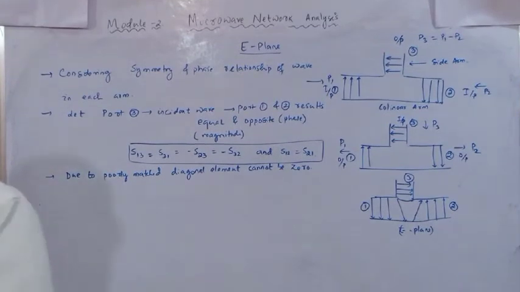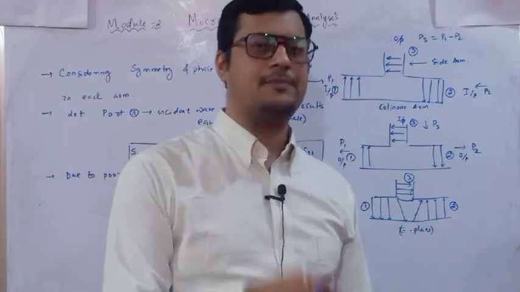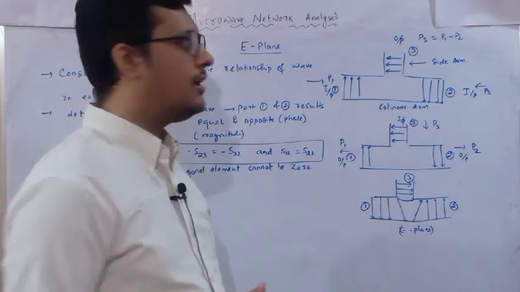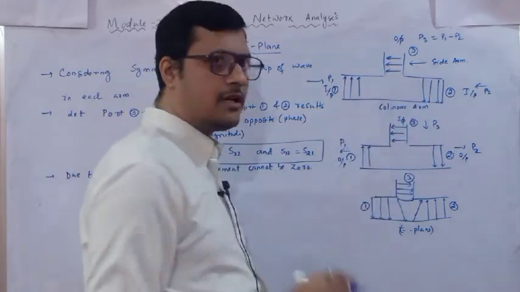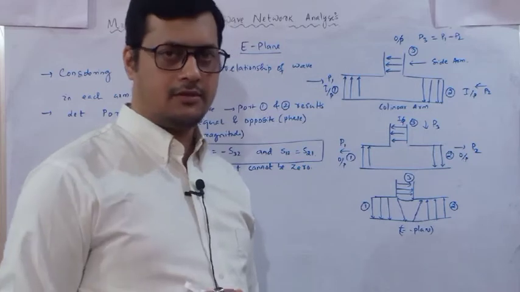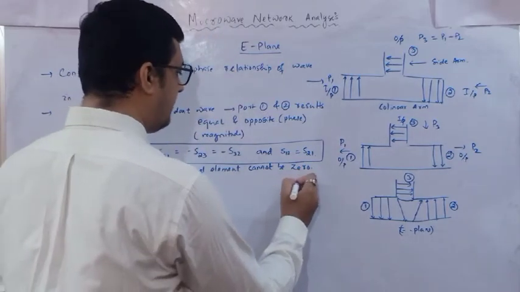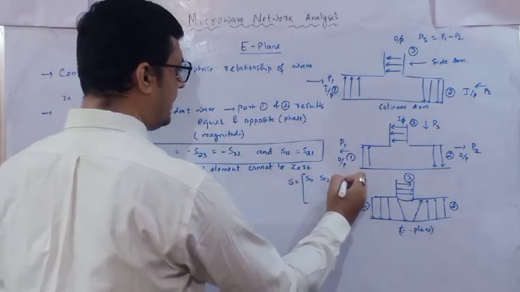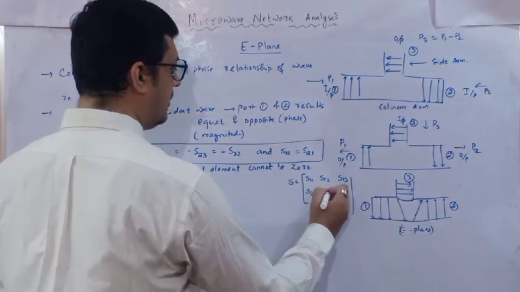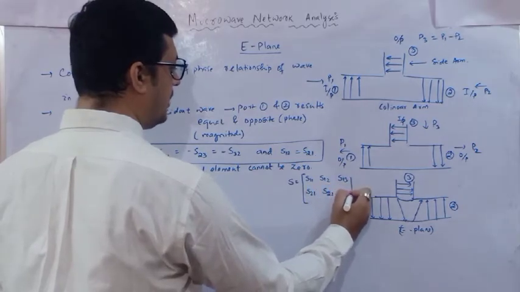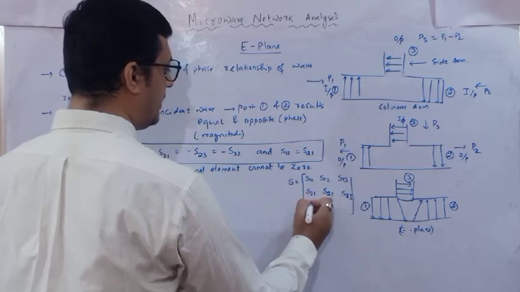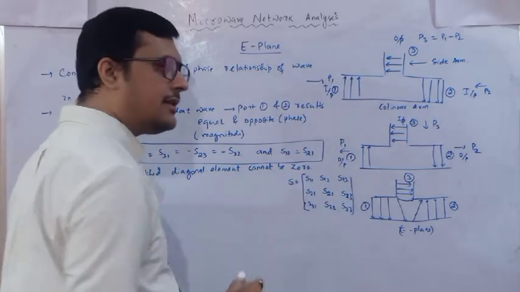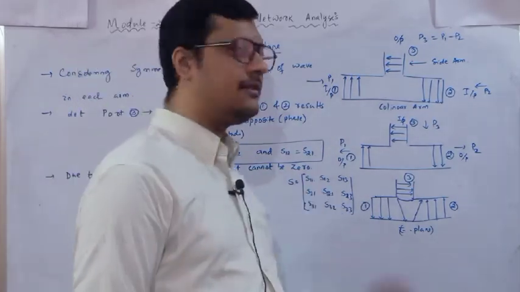These scattering parameters are identified with respect to the ports. Now here, how many ports are there? There are 3 ports: port 1, port 2, port 3. So if there is a 3-port network, how many scattering parameters must there be? There must be 9: S11, S12, S13, S21, S22, S23, S31, S32 and S33. So there are 9 scattering parameters, and we have to identify them.